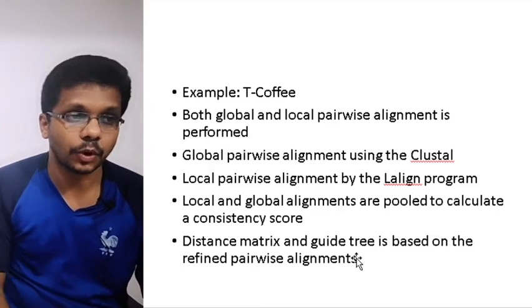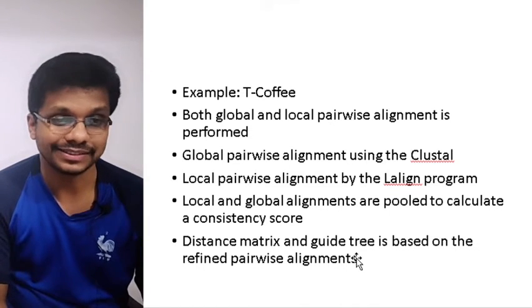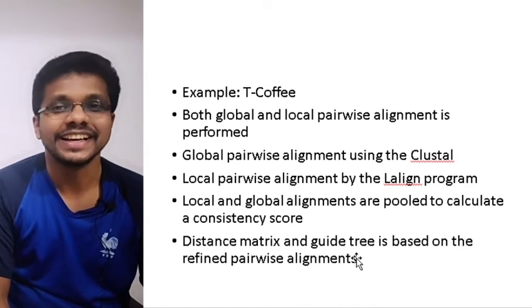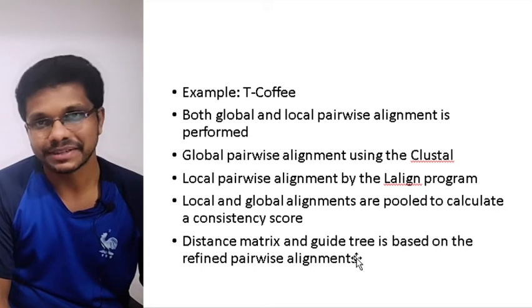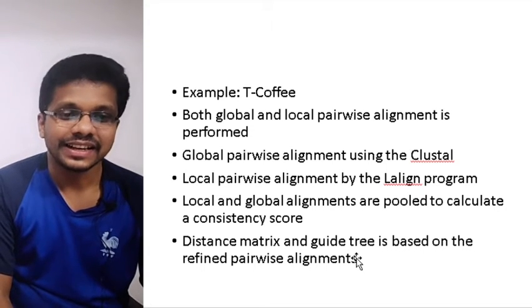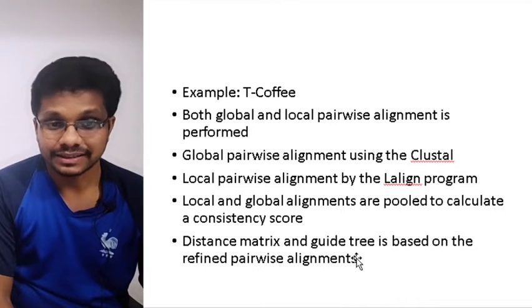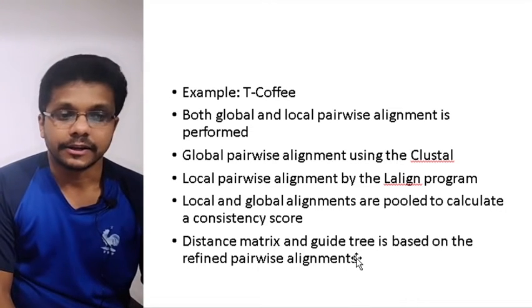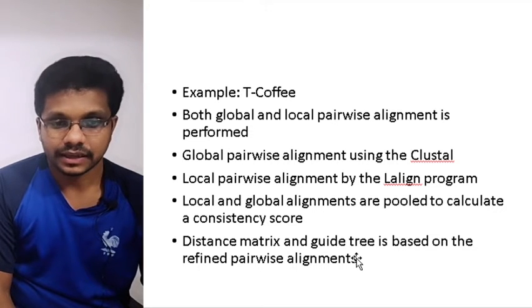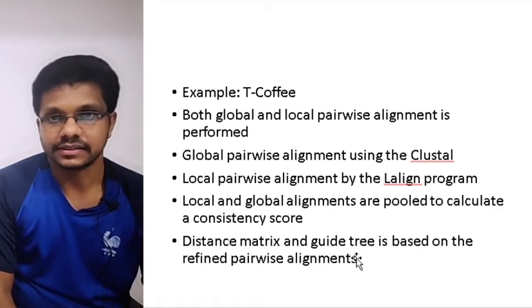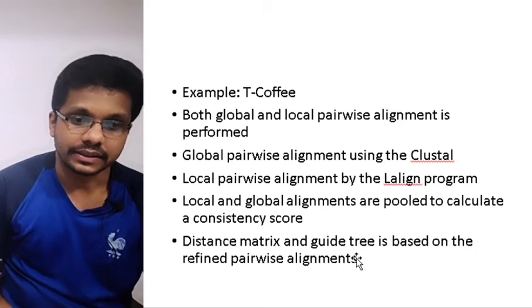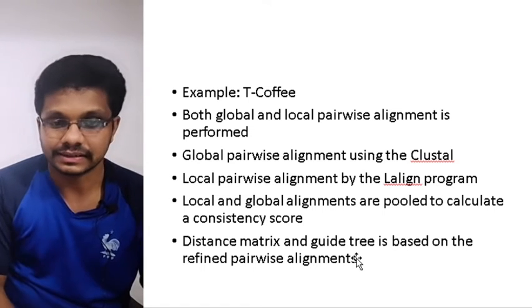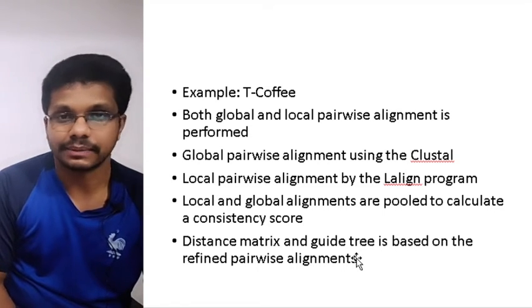An example of this progressive alignment method is T-Coffee, because it does global and local alignment at the same time. That's why it's called the T-Coffee method. They use global alignment with the cluster and local alignment with the ungapped segments. Local and global alignments are pooled to calculate the consistency scores, and the distance matrix and guide tree are based on the refined pairwise alignment.